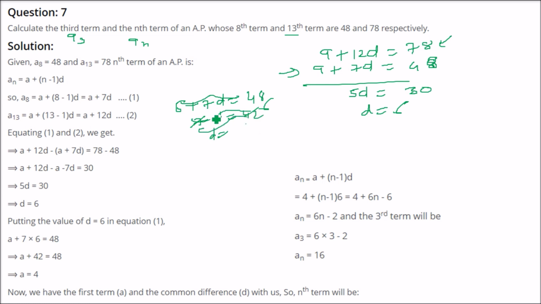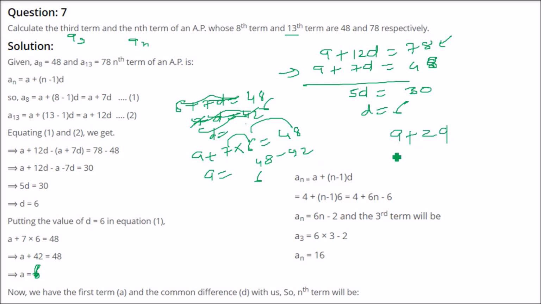I have to put D as 6 here. So A plus 7D. 7 into D, 6 equal to 48. So this is 7 times 6 is 42. 42 goes here. 48 minus 42. So what do we get A as? A as 6. So A is 6 here. Now A is 6 and D is 6, because 5D is 30, D is also 6. Right?